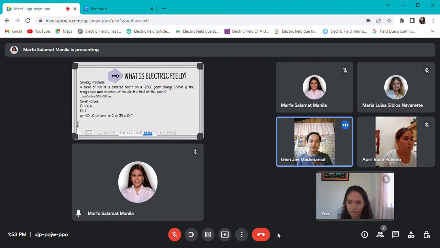So, remember that the equation is E, the electric field, equals F, which is the force, divided by q, the quantity or the charge of the test charge. So that is basically E equals 100 divided by 20 times 10 raised to the power of negative 6. So the answer is, who can tell me the answer?